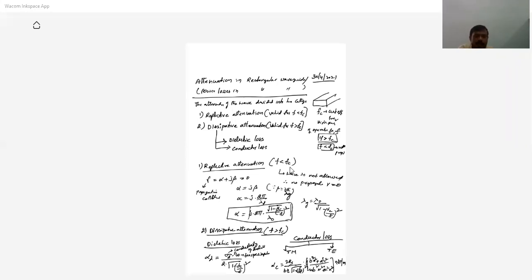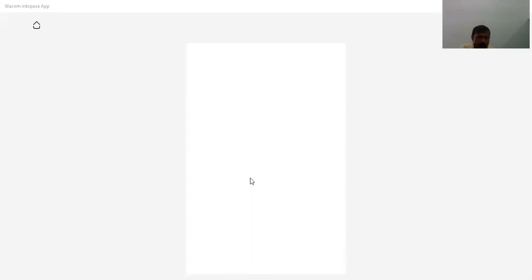There is a mode jumping concept. Mode jumping in waveguides. Mode jumping means suppose the waveguide has different modes. What is the dominant mode we have? TE10 is the dominant mode.